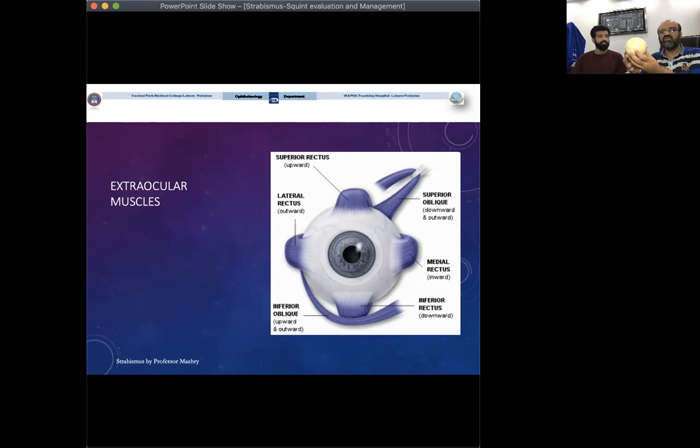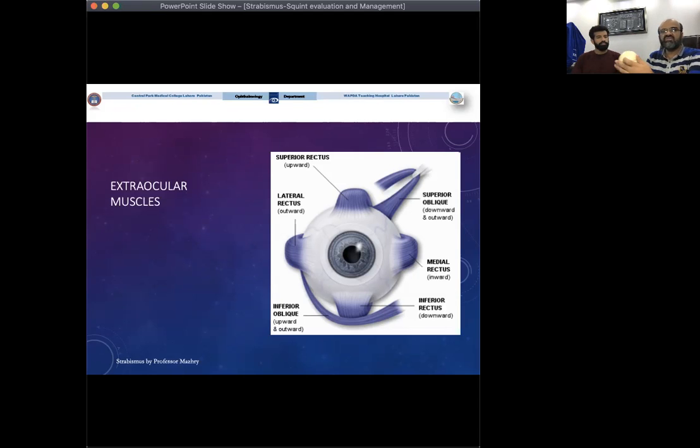See, this is a sphere. It is not necessary that the equator is exactly in the half of the sphere. If it is oval or like an egg, then the equator will not be in the center. It will be in the center only in the case of an ideal sphere. So the equator, in the case of the eyeball, is about 13 millimeters posterior to the limbus.